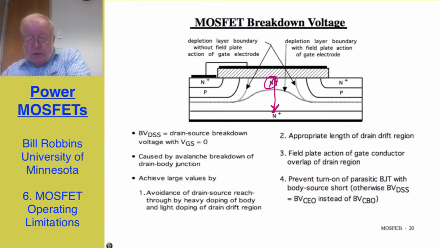And what we want to do is make sure that we use the device wisely and make sure that under all circumstances we don't exceed that breakdown voltage rating. And in particular, if there are inductances in series with the MOSFET that may cause overvoltages, we may have to consider the use of appropriate snubber circuits.